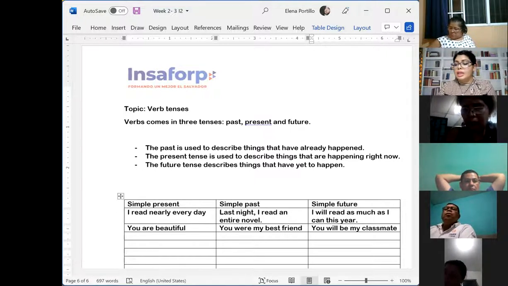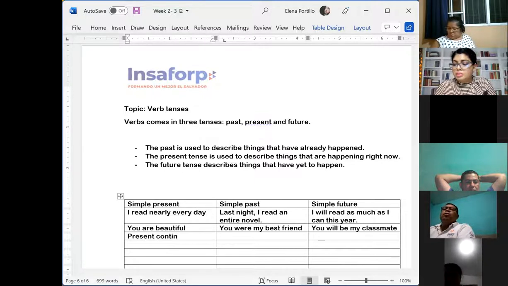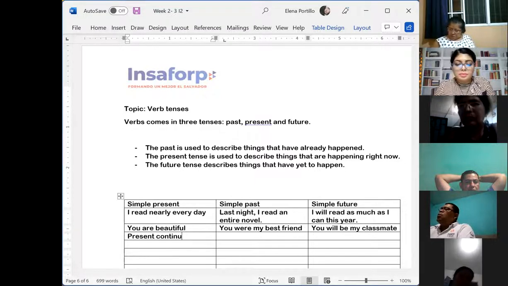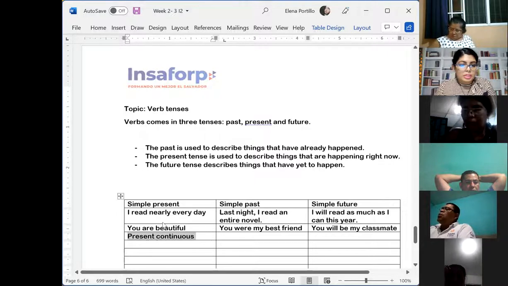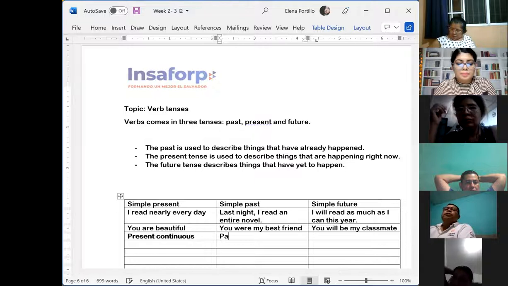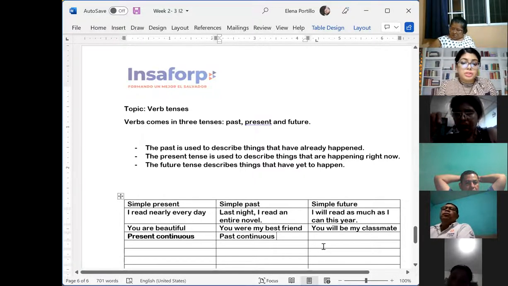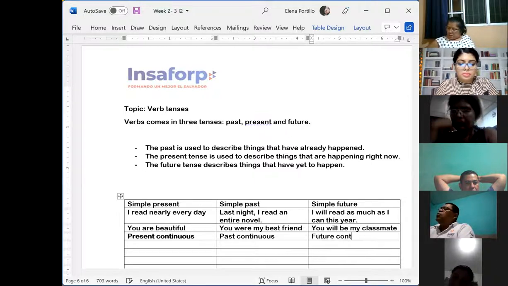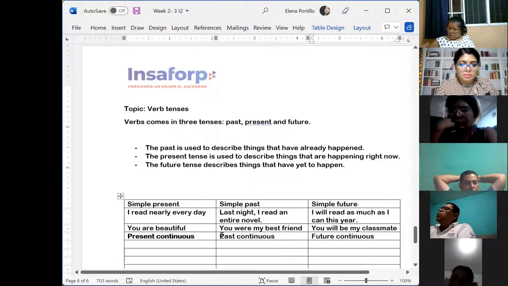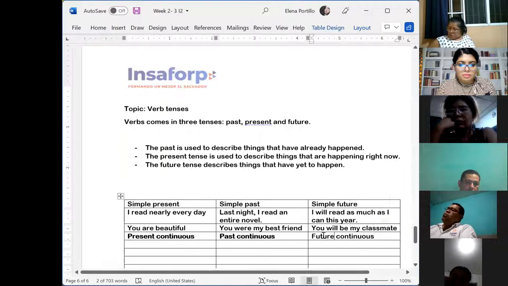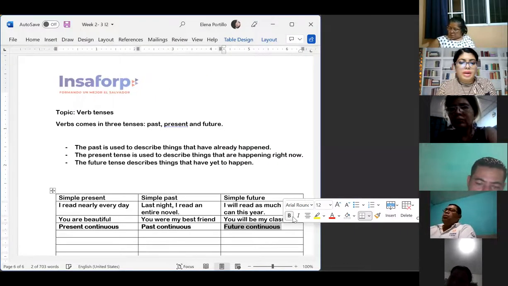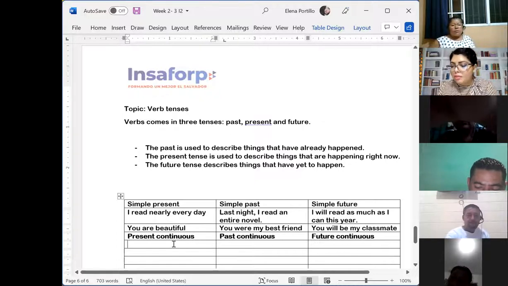Nothing hard to understand. But now we are going to have a little sneak peek of the present continuous, present perfect, and all of that. We have in this case the present continuous, because we are going to develop that topic. We have this structure, present continuous, and we are going to have the past continuous, and future continuous. Okay, we have this. And in this sentence, we are going to have something like this.